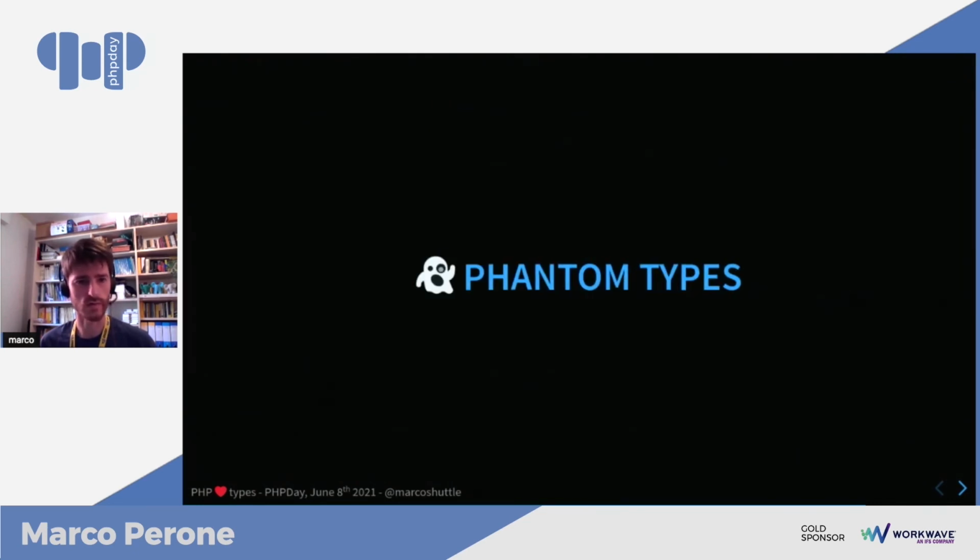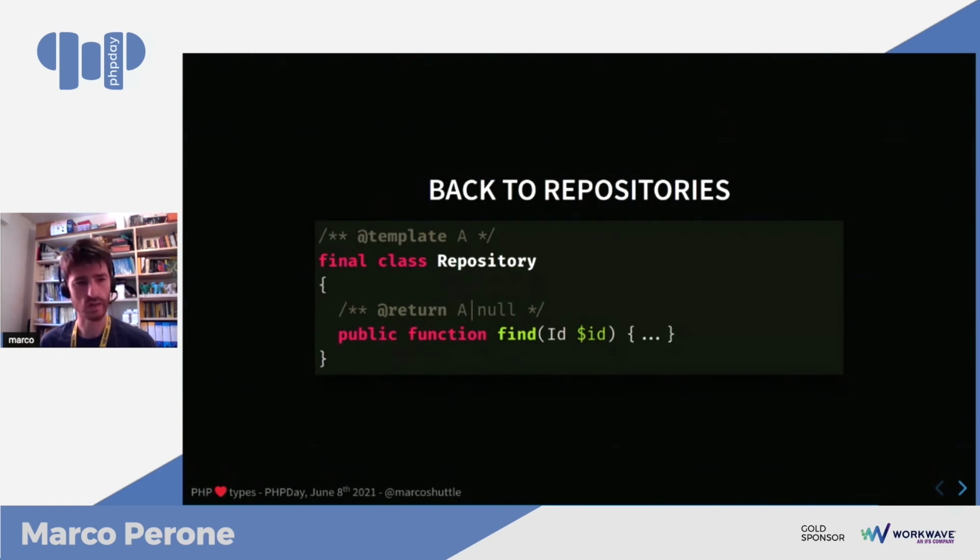I'd like to discuss a further one, which discusses the so-called phantom types, which is a kind of funny name, but quite a simple concept. So let's go back to the repositories we had previously. Imagine this generic repository class indexed by an A template, and we had this find method, which was taking an ID as a parameter and returning either null if nothing was found for that ID, or an instance, an object of type A.